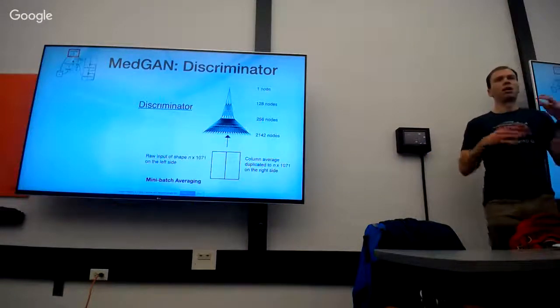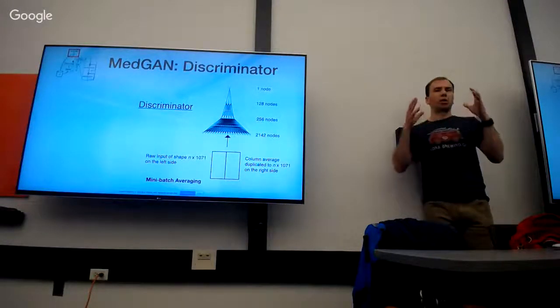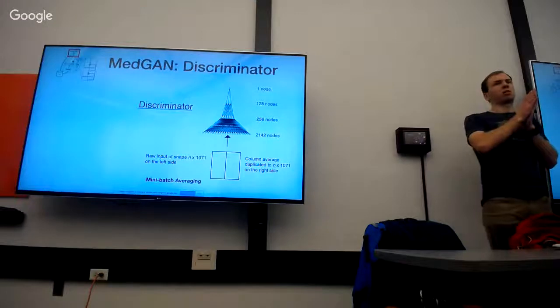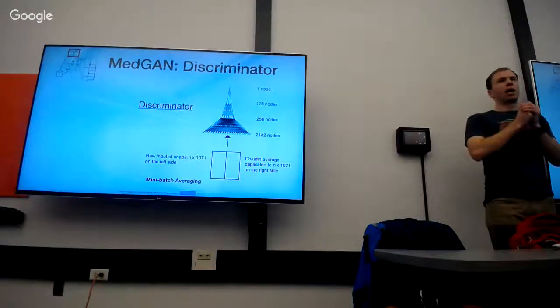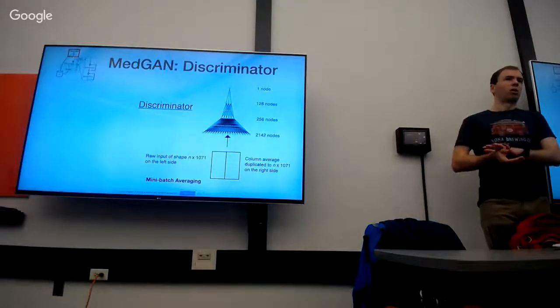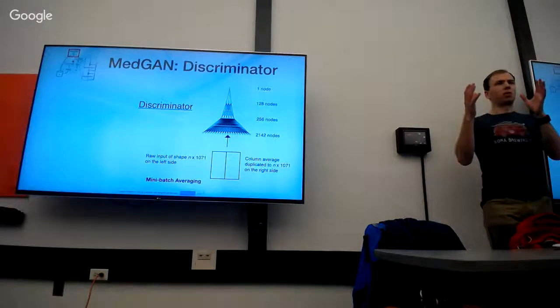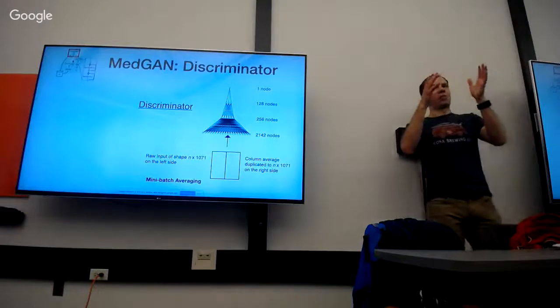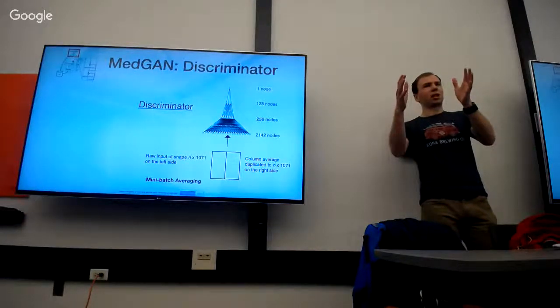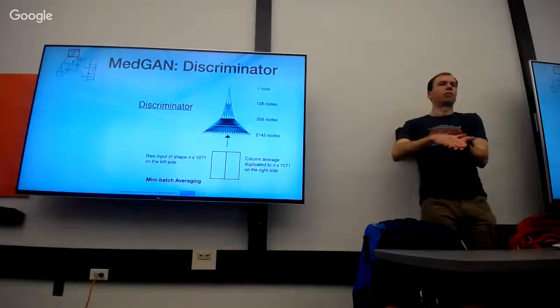Basically, this is what it looks like. We have our batch of data, it's just n samples of our data, which in this case has 1,071 columns. They're doing something they call mini batch averaging, where they take their normal data, which is n by 1,071, and concatenate it with another matrix of the same size that is the average of all the rows, repeated for all the rows.